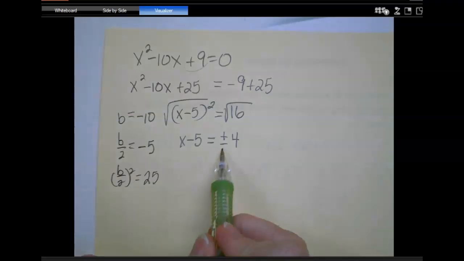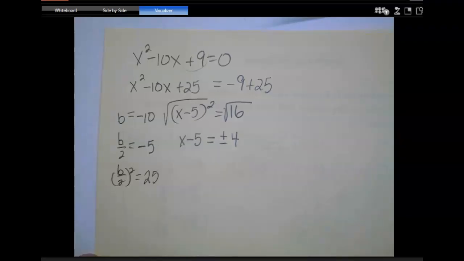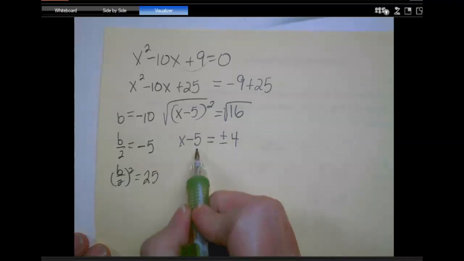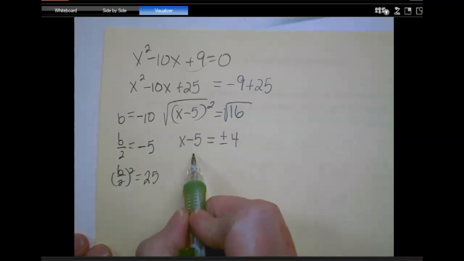And does the plus and the minus sound familiar? What did I use it for? The quadratic formula, right? Because it's all related. They're all the same. So have I solved for x yet?